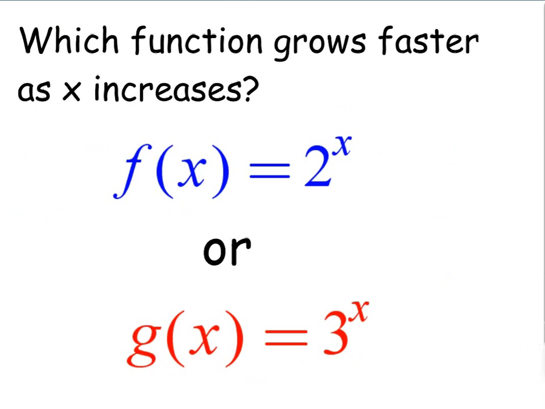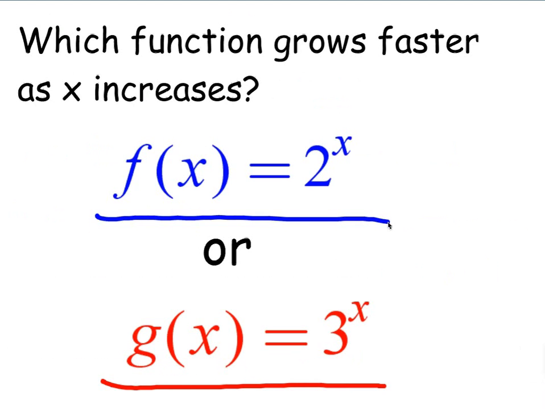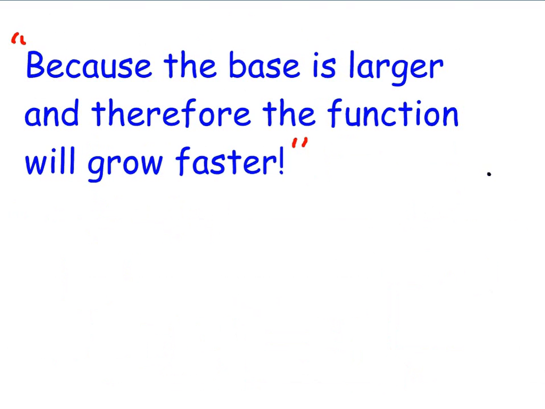All right, which function grows faster? Yeah, 3 to the x will grow faster than 2 to the x. And that's because why? It has a bigger base. Right. Going back to compound interest. Okay, so 3 to the x will grow faster because it has a bigger base. Next question.